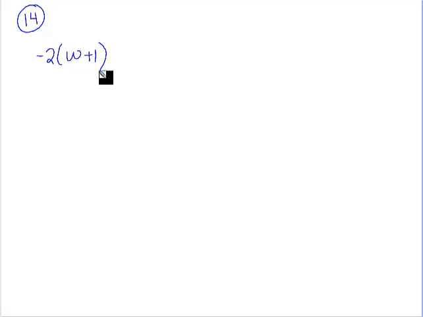Negative 2 times the quantity w plus 1 plus w is equal to 7 minus 4w. Oh, that looks kind of easy after what we just solved, doesn't it? Oh, maybe this one will go kind of fast then. Okay, what do you want to start with, or what do we have to start with here? Okay, we got to distribute.